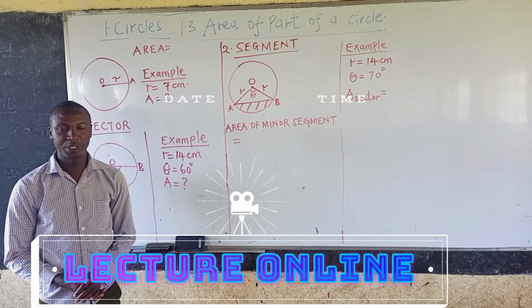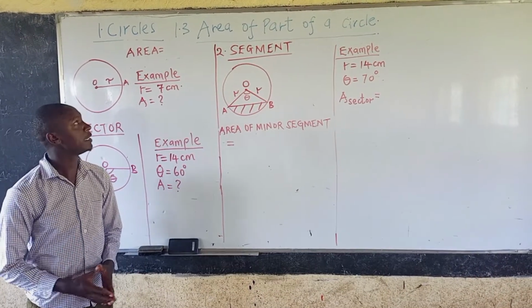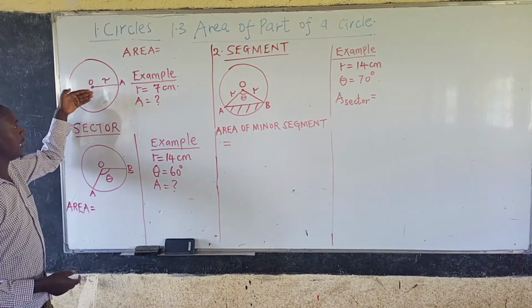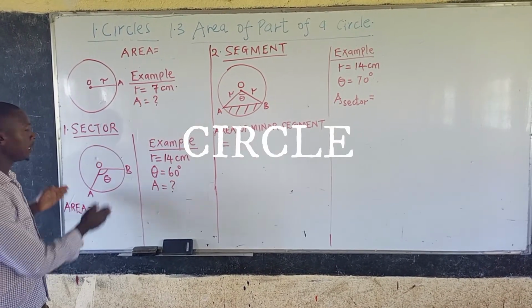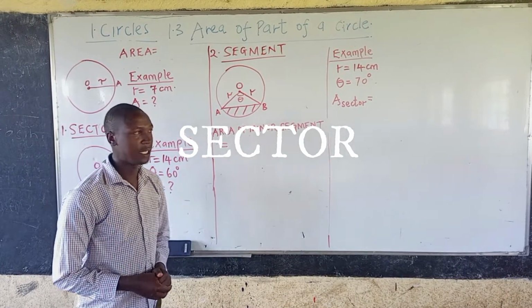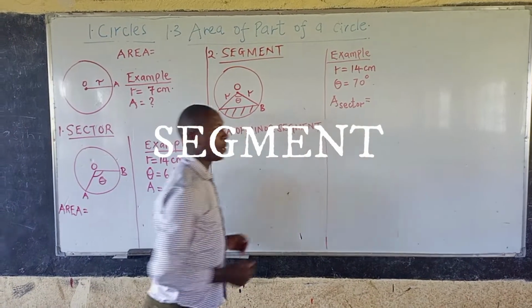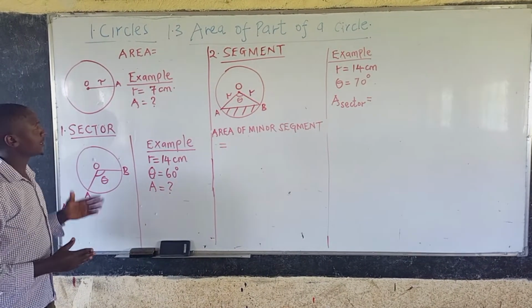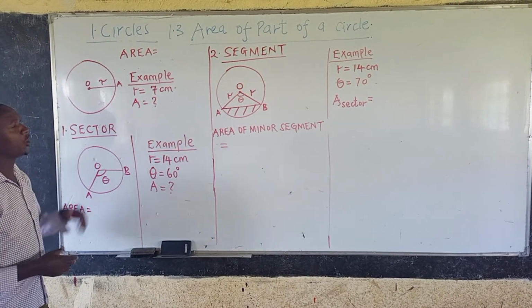Enter Online, and today we are going to be looking at the area of part of a circle. We are going to start with the area of a circle, area of a sector, area of a segment, and of course an example of each of those three. So let's start off with the area of a circle.